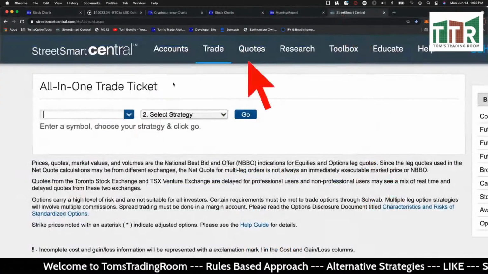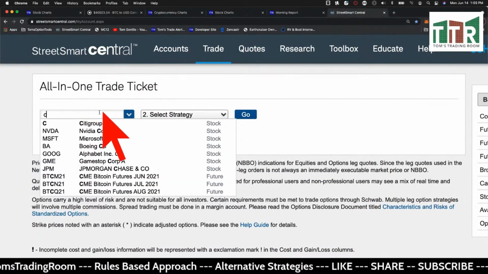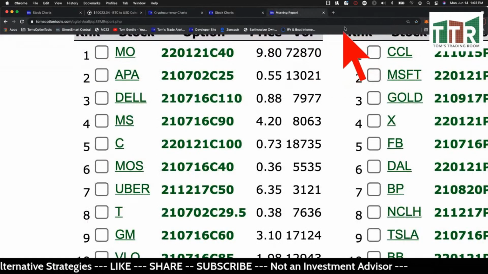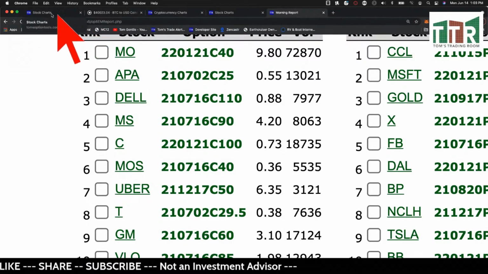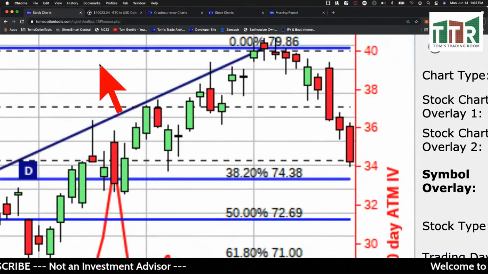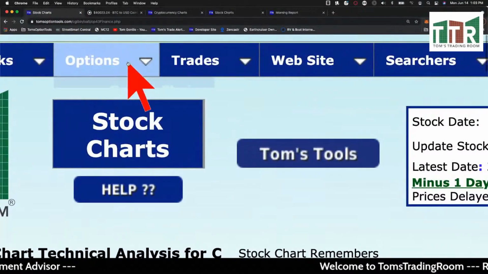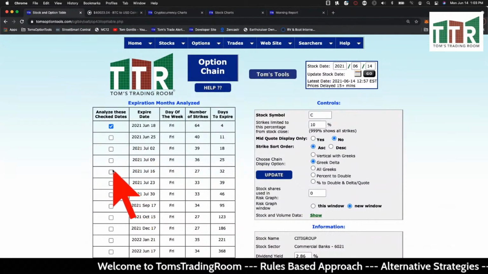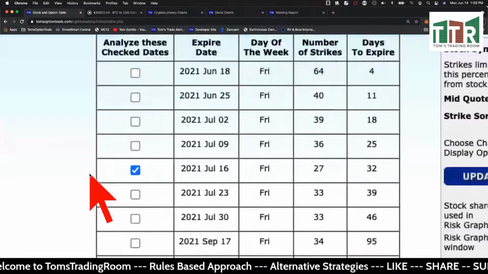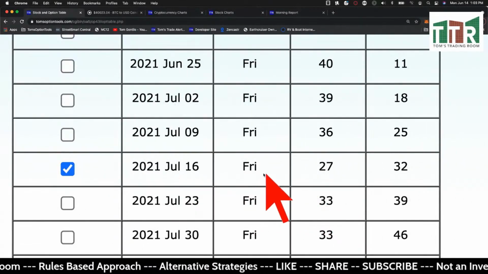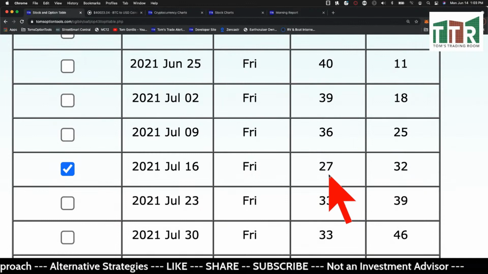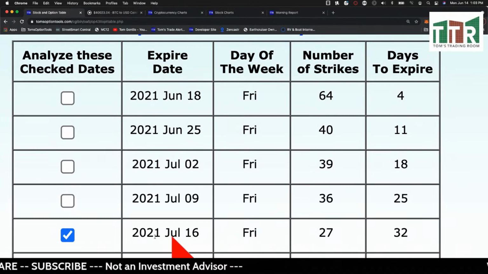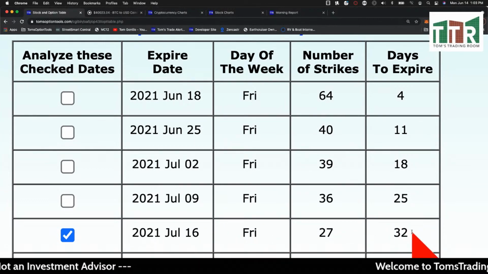I'm going to see if something's happening in Citigroup. Oh, termination. I'll try something else then. Let's take a look at my stock charts with Citigroup, and I'm actually going to look at the options. Let's look at the chains. I can do it this way. All the way out to July 16th, because that's what I want to look at. Those expire on a Friday. There's 27 different strikes, and we have 32 days to expiration. All of that information is available right there.